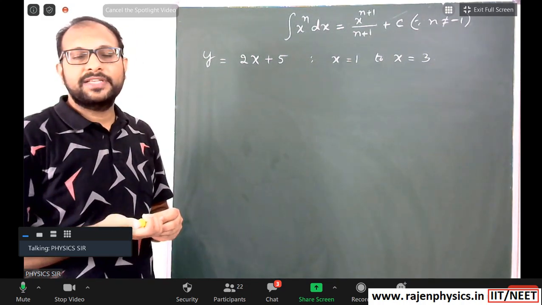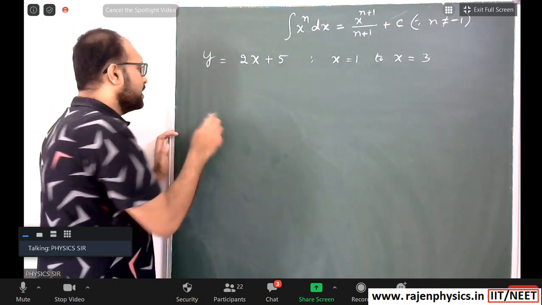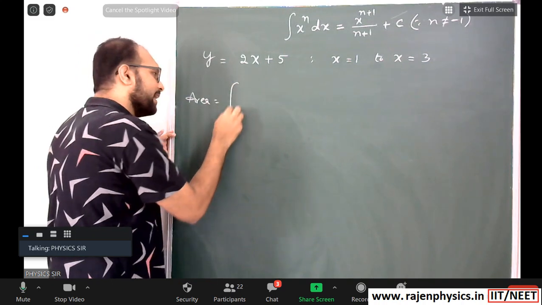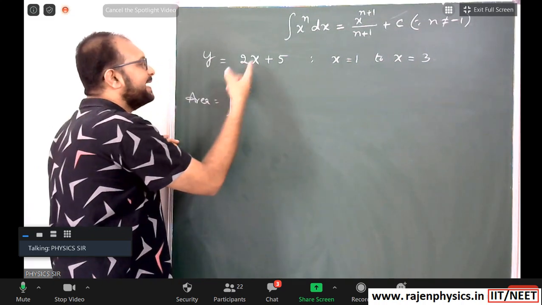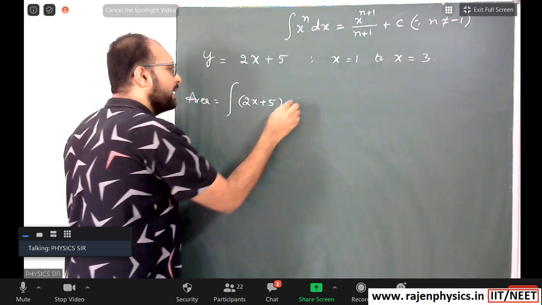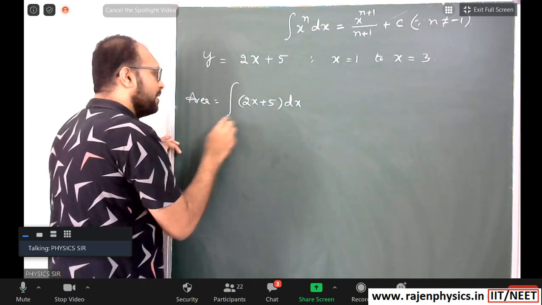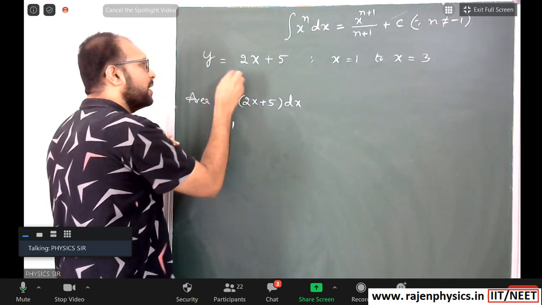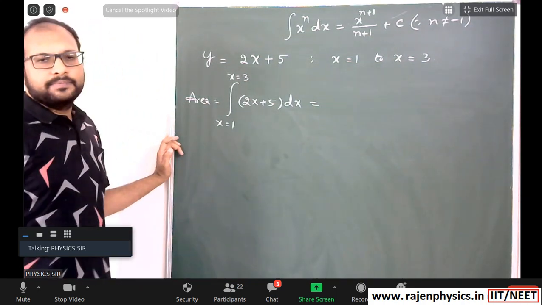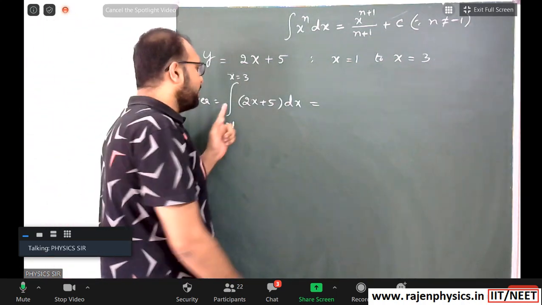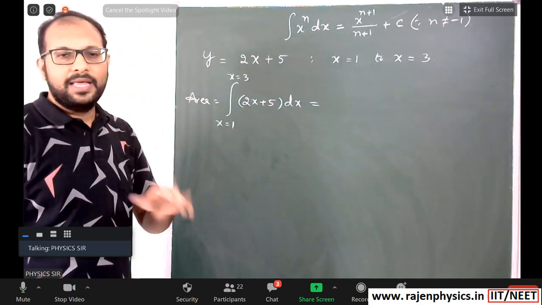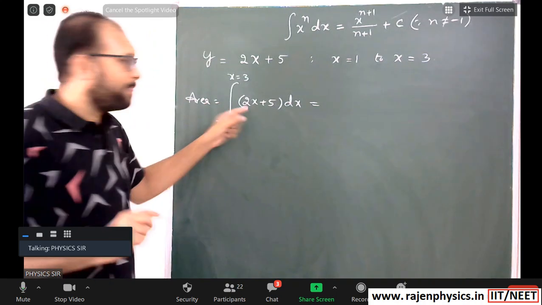The area under that graph is nothing but an integration. So area equals the integral of y dx, meaning the integral of (2x plus 5) dx, but the limits are x equal to 1 to x equal to 3. So students, first just do the integration only. Don't substitute the limits now. This integration we already know.